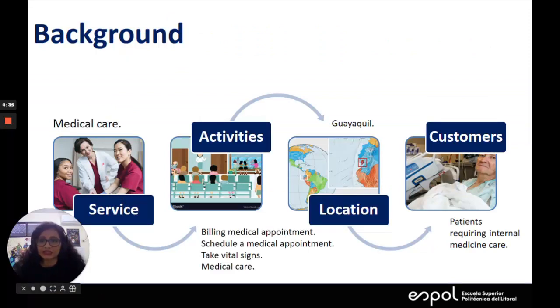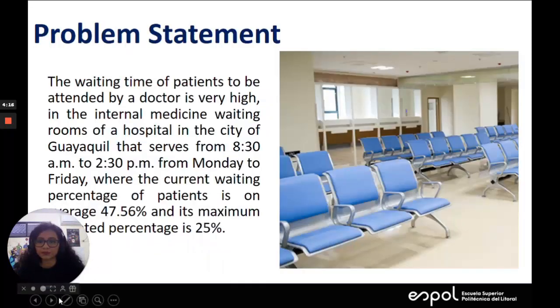The service is medical care. The activities that are done are billing, scheduling a medical appointment, taking vital signs, and the medical care. As a location, we have Guayaquil City, and customers are patients requiring internal medicine care.